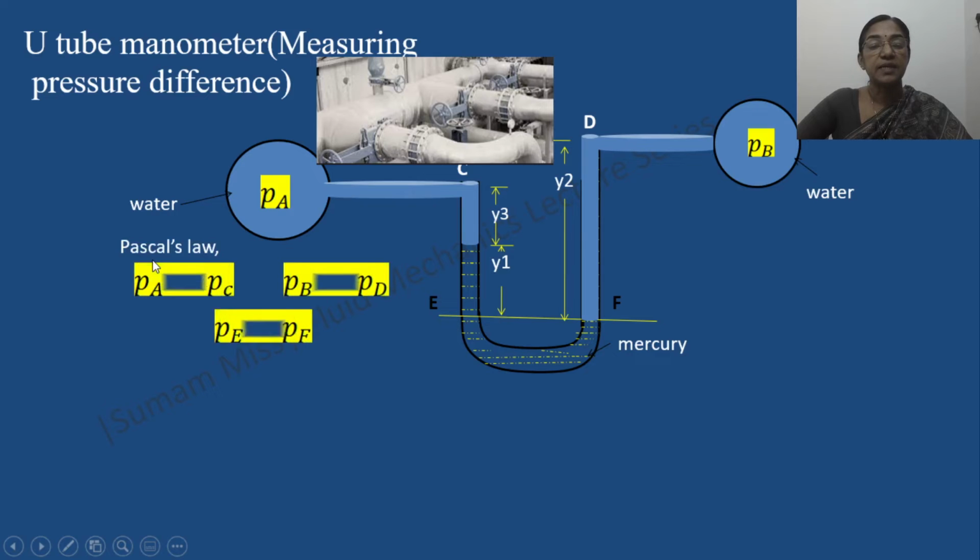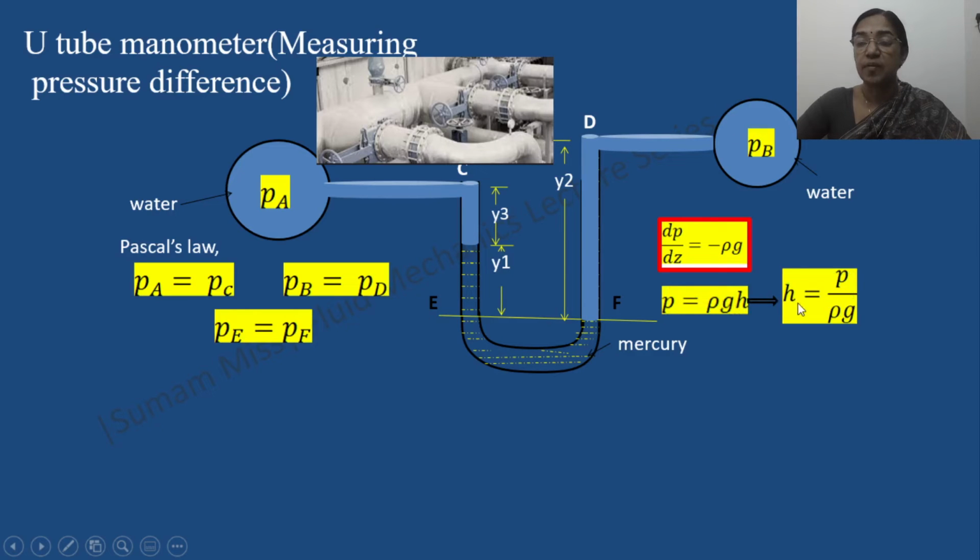Pascal's law states that Pa equal to Pc, Pb equal to Pd, and Pe equal to Pf. Then, based on the hydrostatic law, we have to follow the sign conventions, that is, positive sign while going down and negative sign while moving up. Our expressions are P equal to rho gh and pressure head equal to P by rho g. Here H is in terms of meters of water column, whereas H equal to P by S into rho g. Pressure head is in terms of the liquid column whose specific gravity is represented by S.